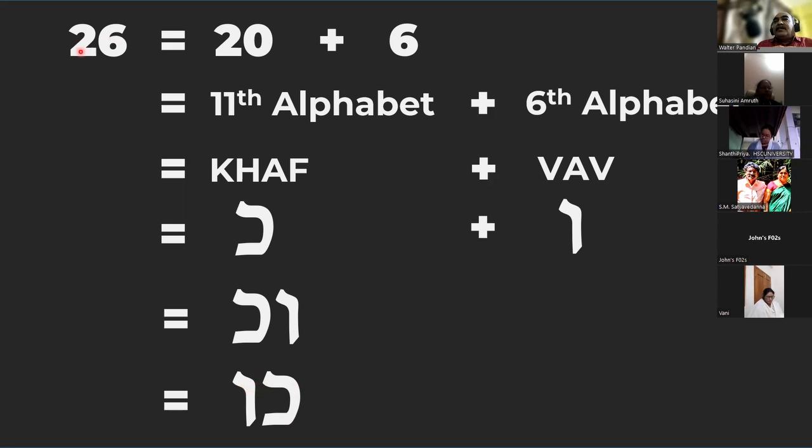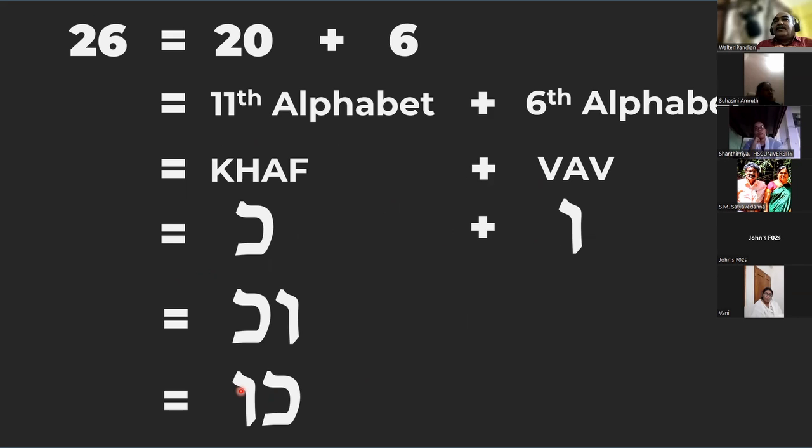So in this way you have to write 26 in Hebrew. Once again, 26 has two values, 20 and 6. The value 20 is given to the 11th alphabet, and the value 6 is given to the 6th alphabet. The 11th alphabet is Kaf, and here it is Vav. Kaf and Vav together is 26. So this is how we can write 26.